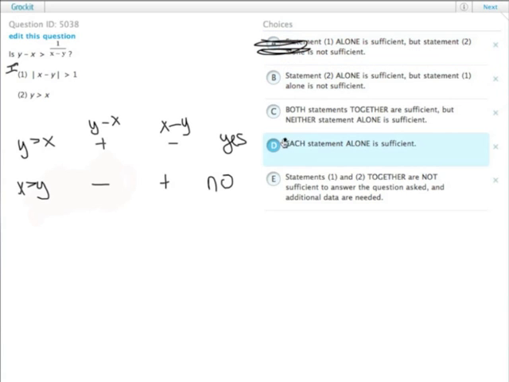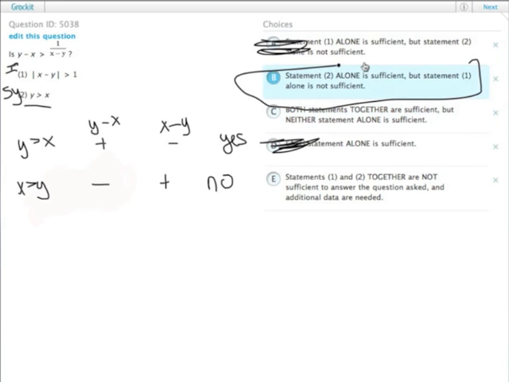We eliminate A and D. Statement 2 tells us flat out that y is greater than x. And we already established that if y is greater than x, this is positive, this is negative, and the original statement is an affirmative. So this one's sufficient to tell us yes. Statement 2 on its own is enough.